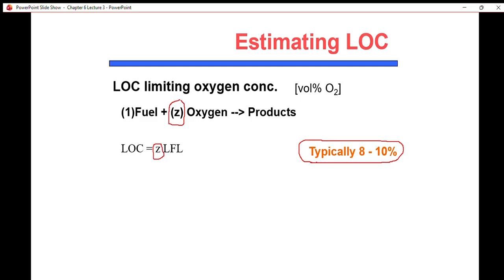And then you calculate Z, and then you calculate the LFL, and from that equation you can find the LOC, or the limiting oxygen concentration. And as we mentioned, it's typically in the range between 8 and 10%.